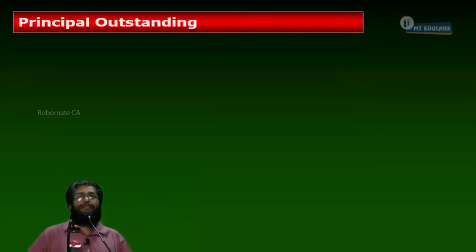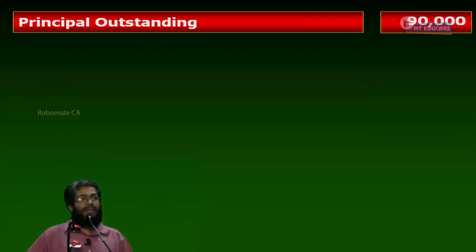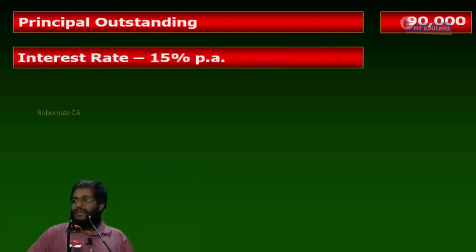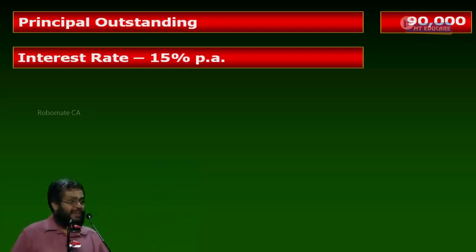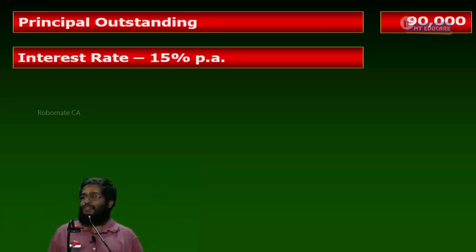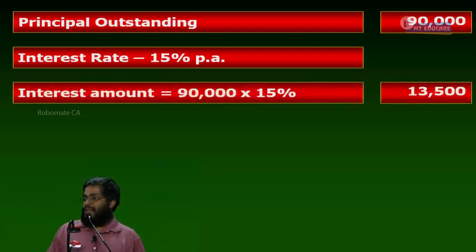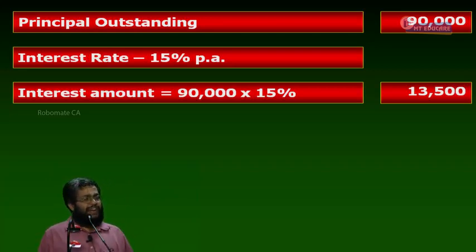Okay. First, principal outstanding 90,000. Interest, how many percent? 15%. Every year the interest is going to be the same because I repay the principal only at the end of the third year. Yes or no? So interest 15%. What is 90,000 into 15%? Tell me the number. 13,500. Is the entire 13,500 a cost for me?